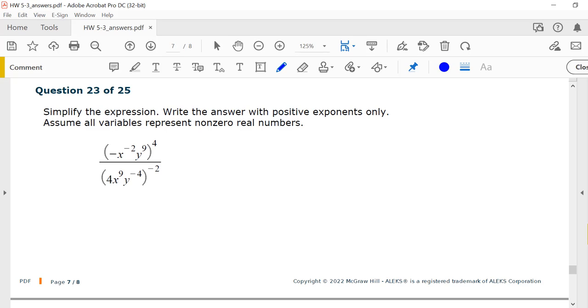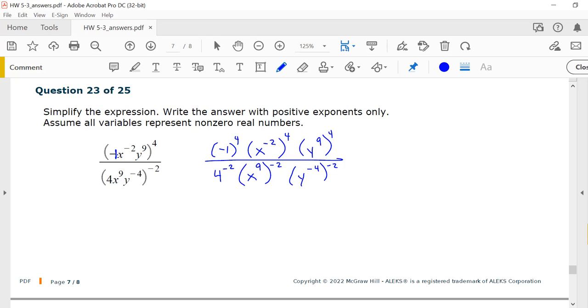23. Okay, let's go distribute everything. This is a negative 1, don't forget. So I have negative 1 to the 4, x to the negative 2 to the 4, y to the 9 to the 4, over 4 to the negative 2, x to the 9 to the negative 2, y to the negative 4 to the negative 2. Negative 1 to the 4th is just 1.